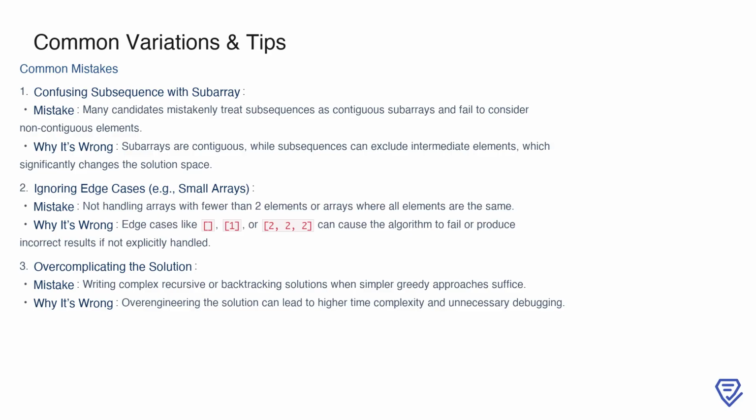Another frequent mistake is ignoring edge cases, such as arrays with fewer than two elements or arrays where all elements are the same. For example, cases like an empty array, a single element array, or an array where all values are identical require careful handling to avoid errors. Lastly, overcomplicating the solution is a pitfall to avoid. While some approaches like recursion or backtracking may seem appealing, they often lead to higher time complexity and unnecessary debugging when simpler greedy strategies are more efficient.